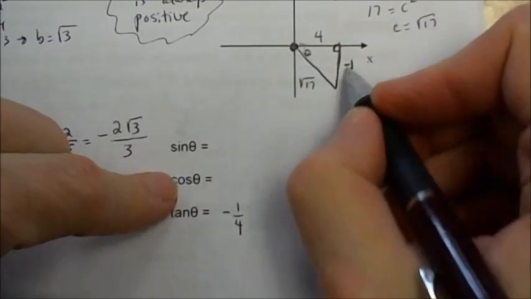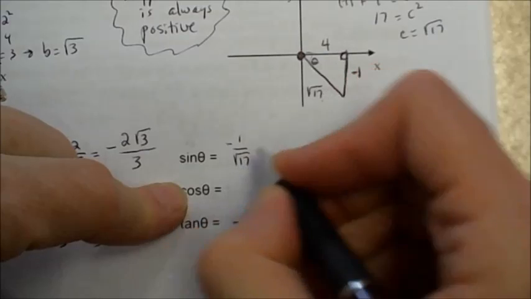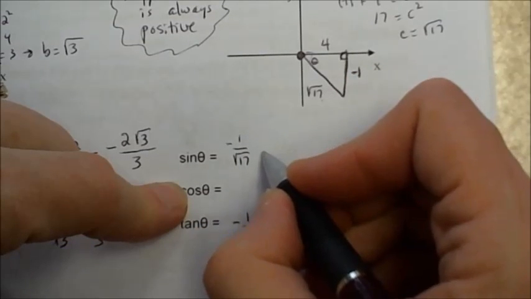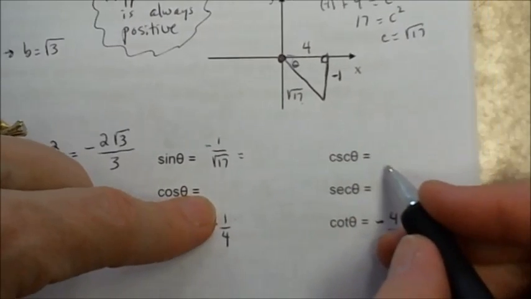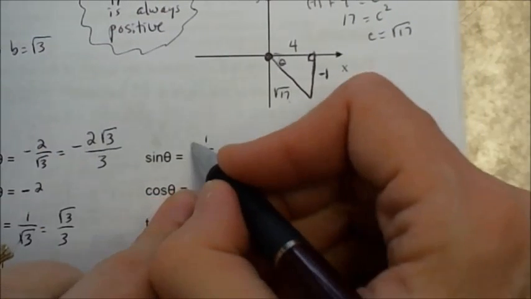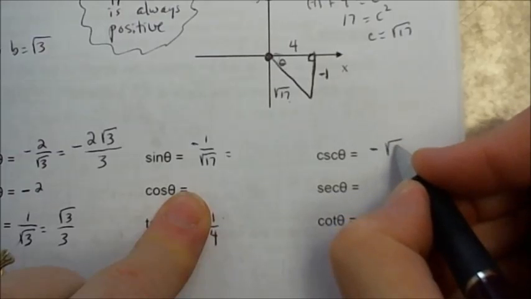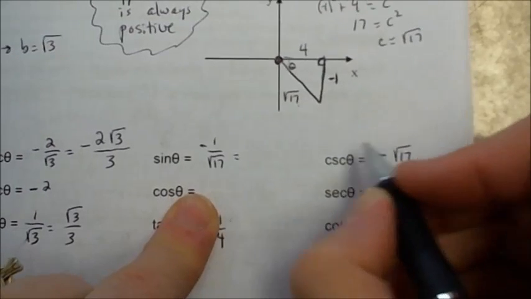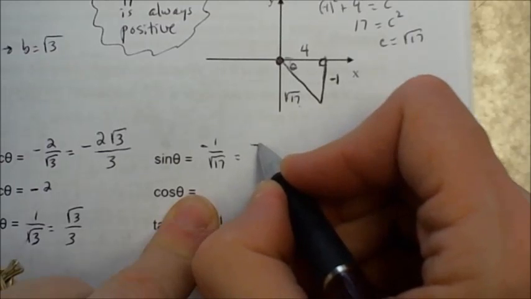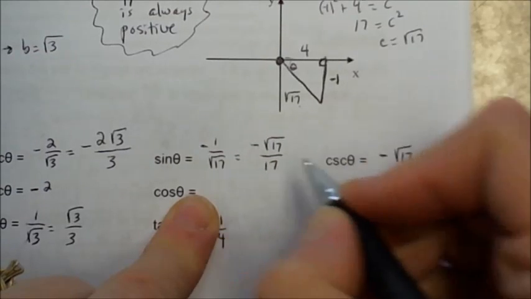Sine is opposite over hypotenuse, so it's negative 1 over the square root of 17, but we don't leave it like that. Actually, let's turn this upside down for the cosecant. So the reciprocal of this is the square root of 17 over 1. But now we're going to rationalize the denominator, so it's negative square root of 17 over 17.